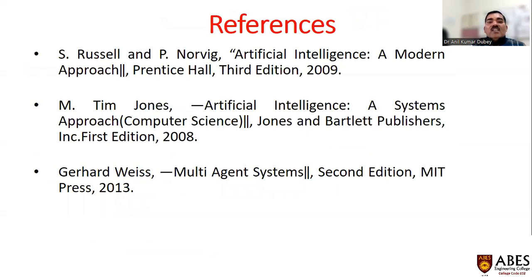Now there are three references for the terms we have discussed: the books by R. Russell and P. Norvig, and M. Jones's book on artificial intelligence, a systems approach, and Gerhard Weiss, Multiagent Systems, second edition, MIT Press, 2013.